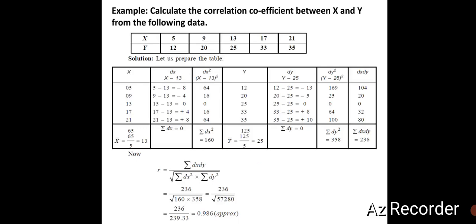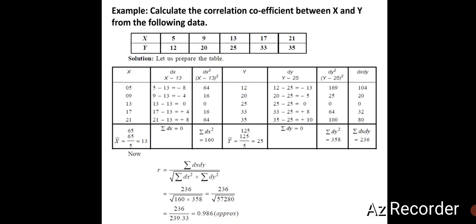So here is an example to calculate the correlation coefficient between x and y from the following data. The data given for x is 5, 9, 13, 17, 21, and for y it is 12, 20, 25, 33, and 35. Now first of all we have to make a table.